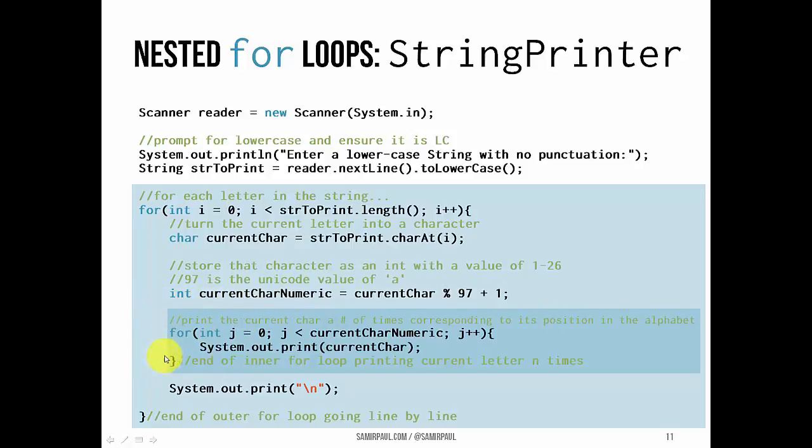Okay, then I nest another for loop in here, and I say start j at 0, while j is less than currentCharNumeric. So really what that means is it's the particular letter of the alphabet, the number that maps to it, then print that character. So this will actually print a particular character some number of times where that number maps to the letter's position in the alphabet. So it's going to print a 1 time. It's going to print b 2 times. It's going to print c 3 times. And it's going to print z 26 times. Okay, in between each letter, it'll print a new line character. It's going to go through and do that for each character in the string.